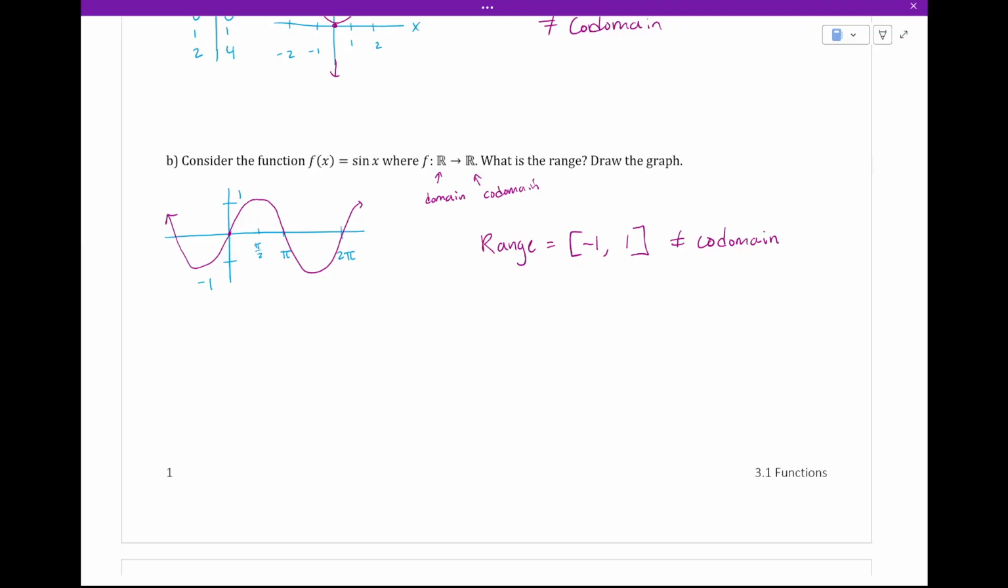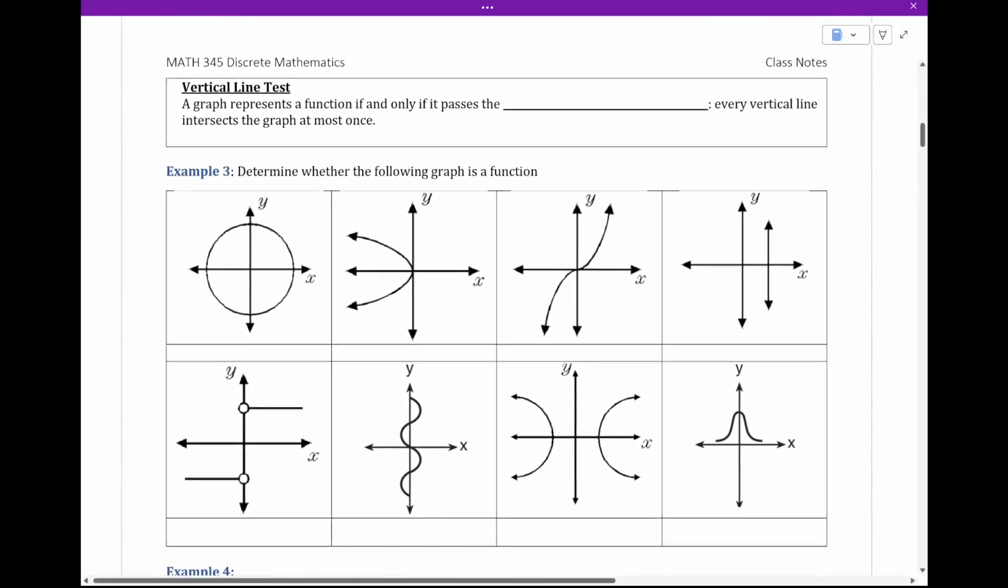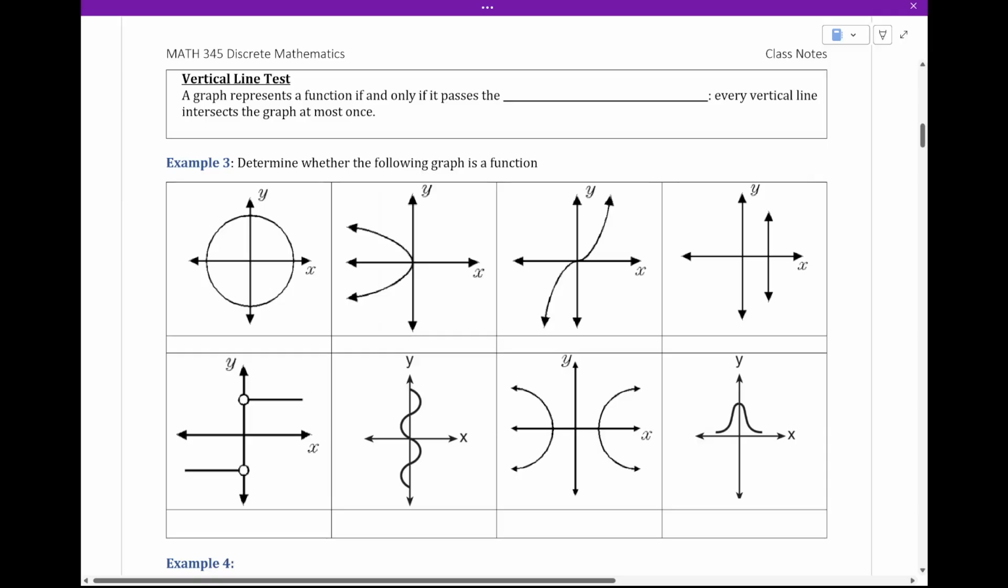Okay, let's take a look at some more graphs. This page is probably mostly review. First up is the vertical line test. A graph represents a function if and only if it passes the vertical line test, abbreviated VLT, which means that every vertical line intersects the graph at most once. So if you're able to draw a line that intersects your graph in more than one place, it's not a function.